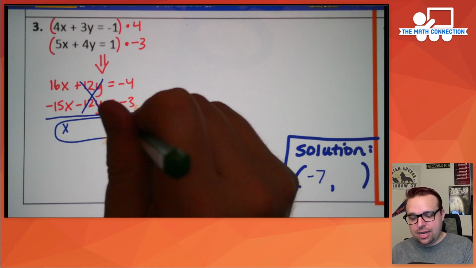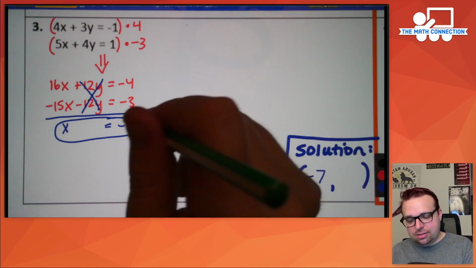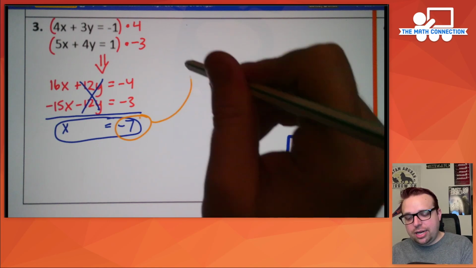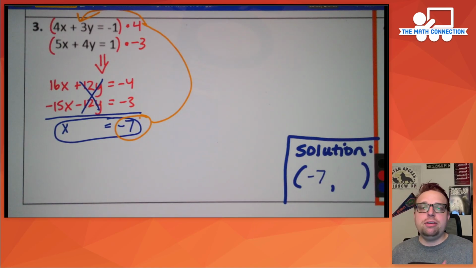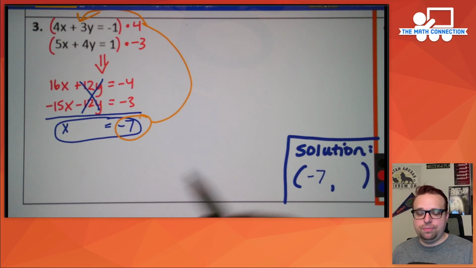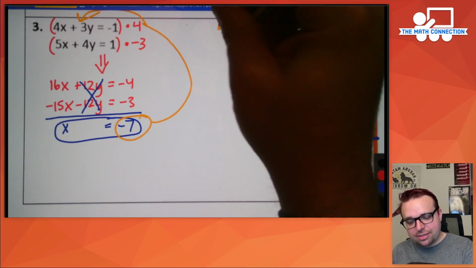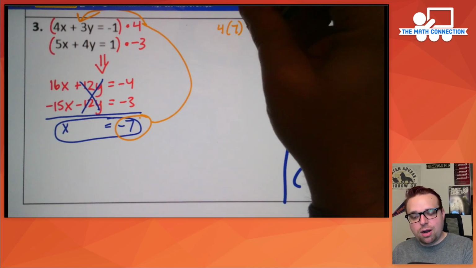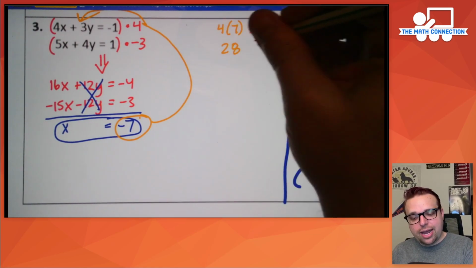So take this negative 7, plug it into one of the original problems. Before you did any of that multiplication stuff, just go back to an original equation. That's going to be 4 times negative 7 plus 3y equals negative 1. 7 times 4 is 28.